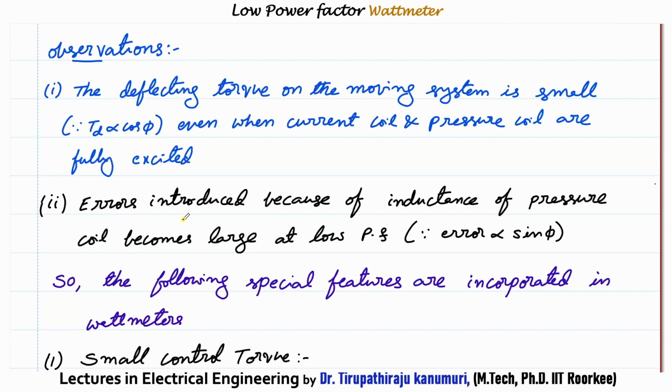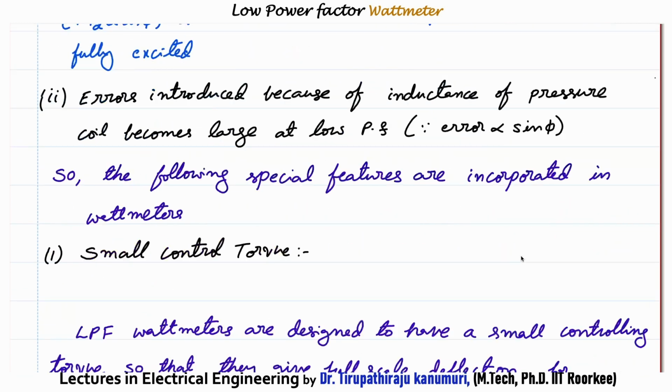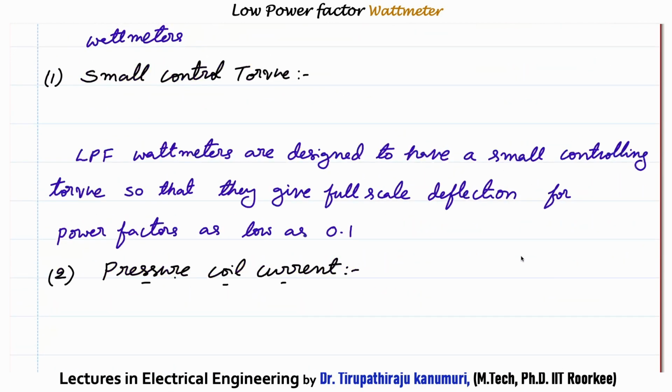Then second one, the errors introduced because of the inductance of pressure coil become very large at low power factor, because error is proportional to sin phi. If cos phi is less, sin phi will be very high. So some special features are incorporated in the wattmeters in order to do this. So let us start with what are the different changes that are required.